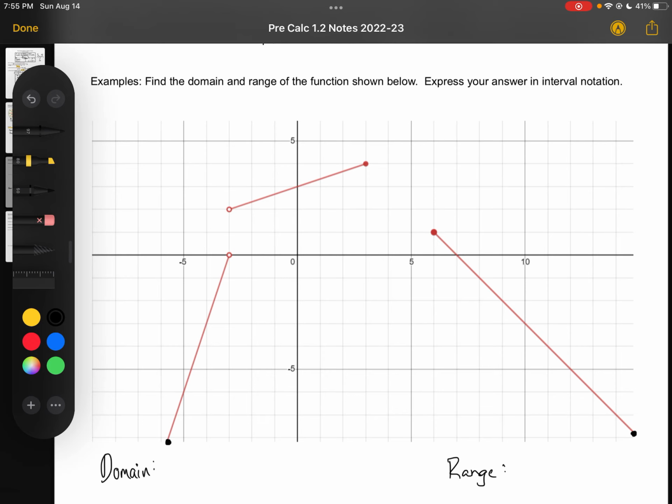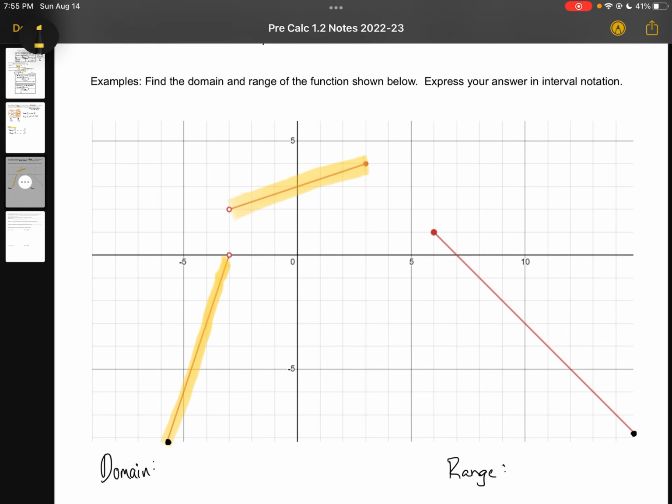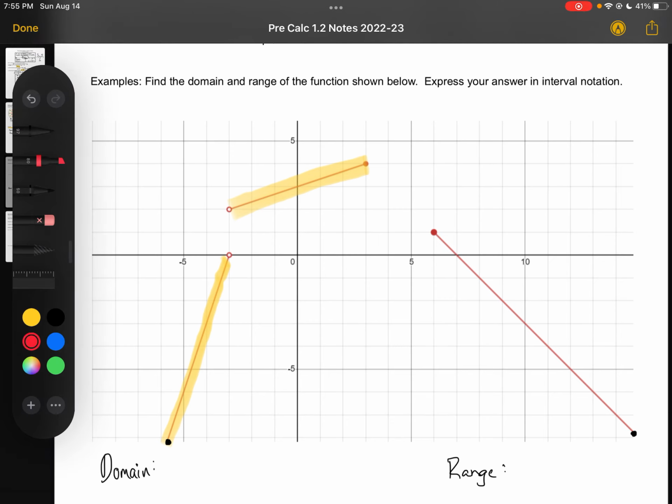So if we are tracing from the left to the right, we'll start at the left. We have an open hole and an open hole there. So that's something we want to take note of, because it looks like this line right here is not part of our domain because there's an open circle there. So it looks like there's a gap. And like we talked about before, we can put our U there.